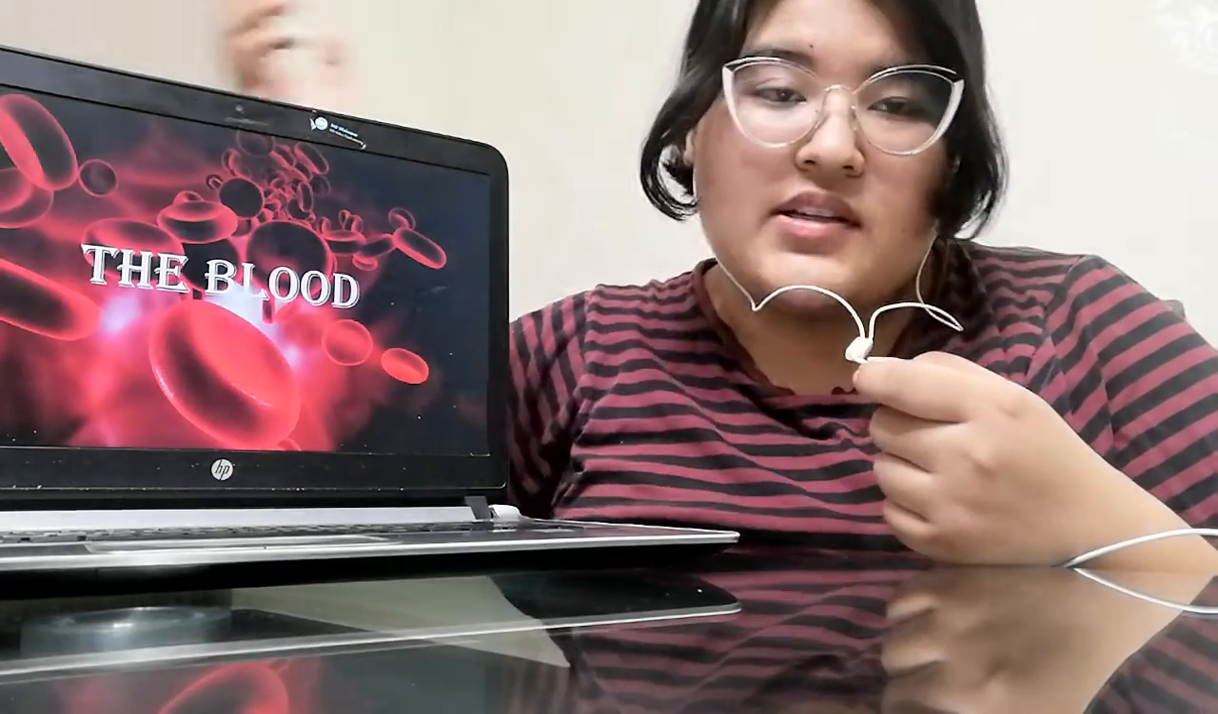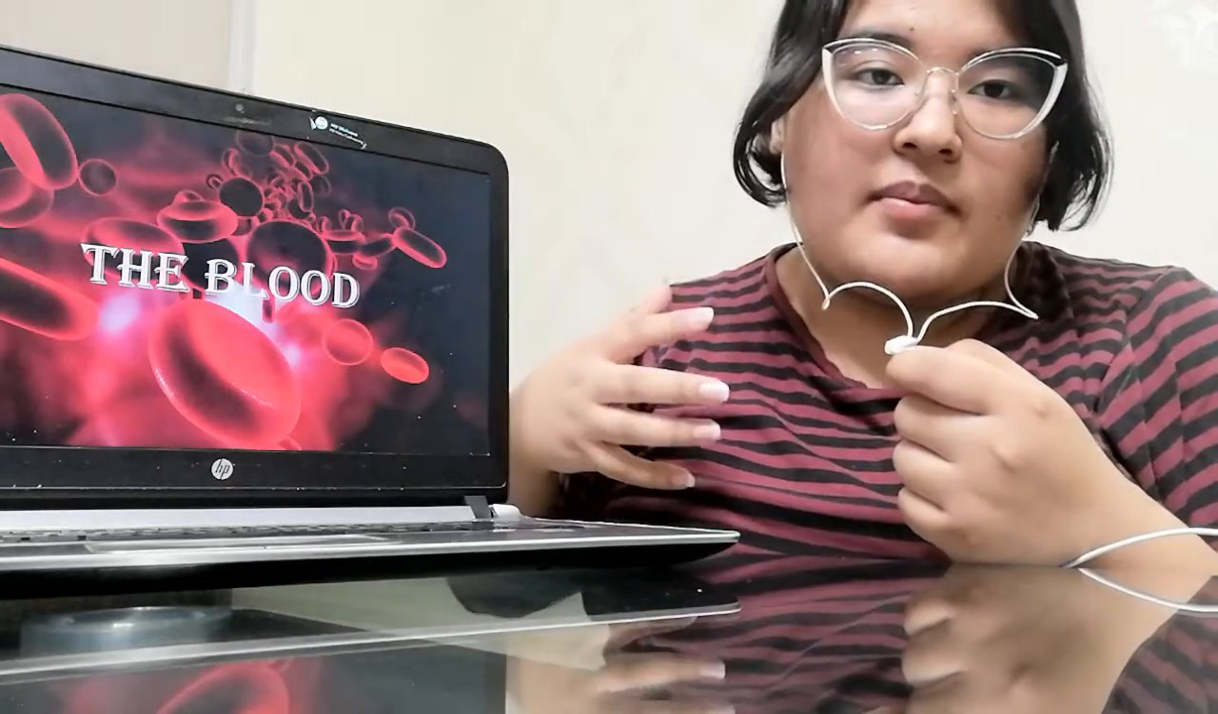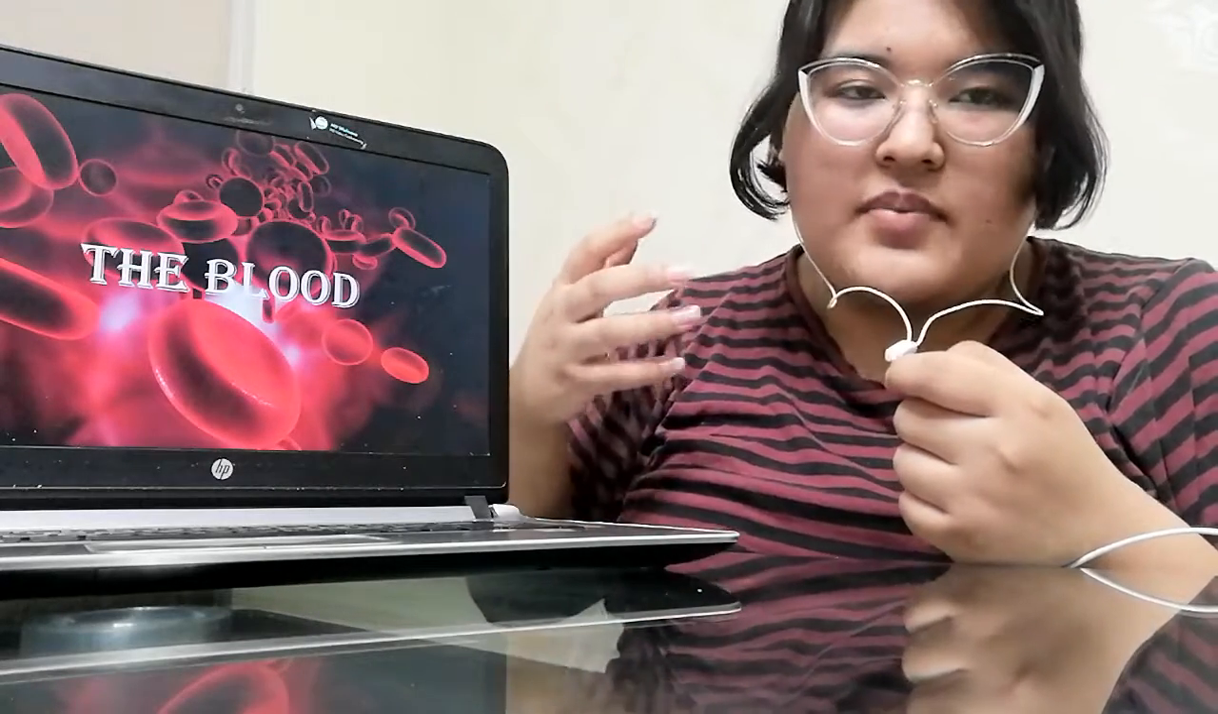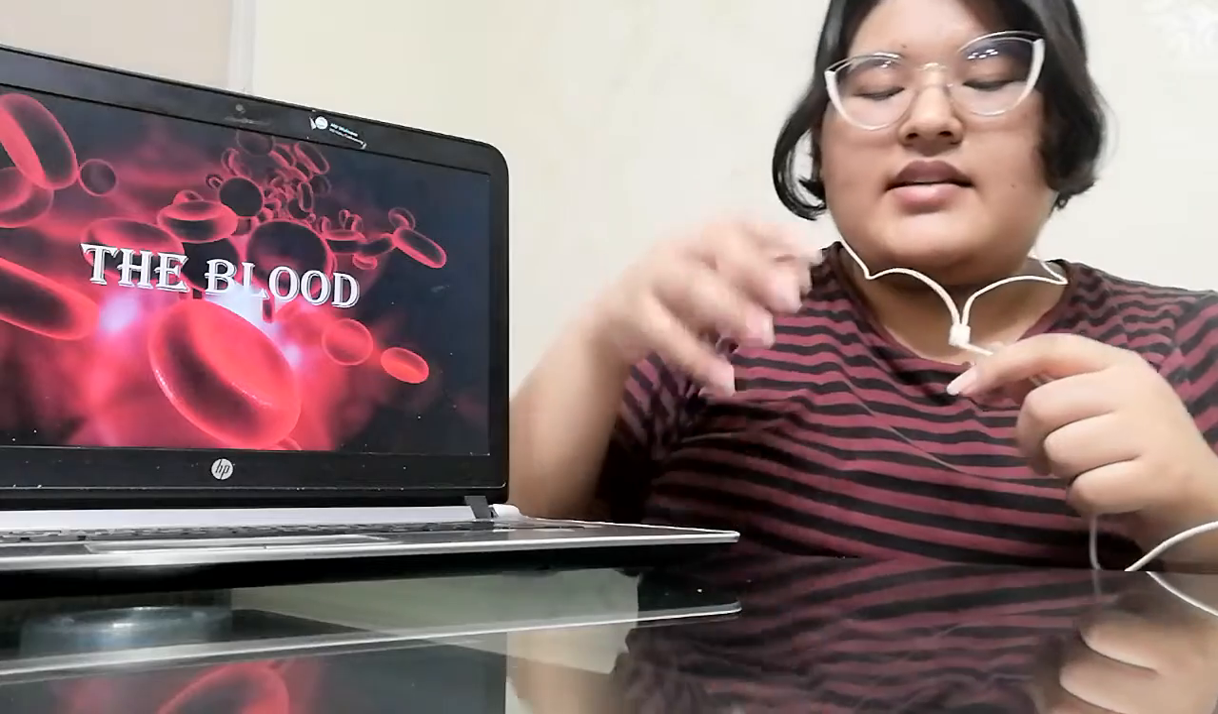The blood is the fluid that keeps us alive. How does it keep us alive? Well, the blood brings oxygen from the air, from the environment, to the tissues and organs in the body. And then it takes the carbon dioxide to the lungs, where it will be released to the air, to the environment again.